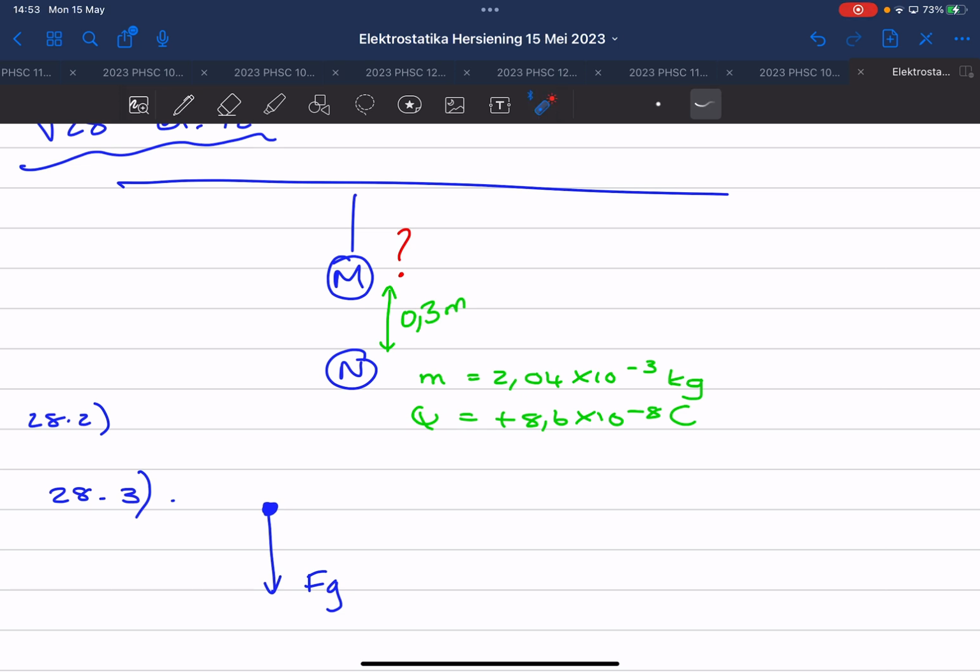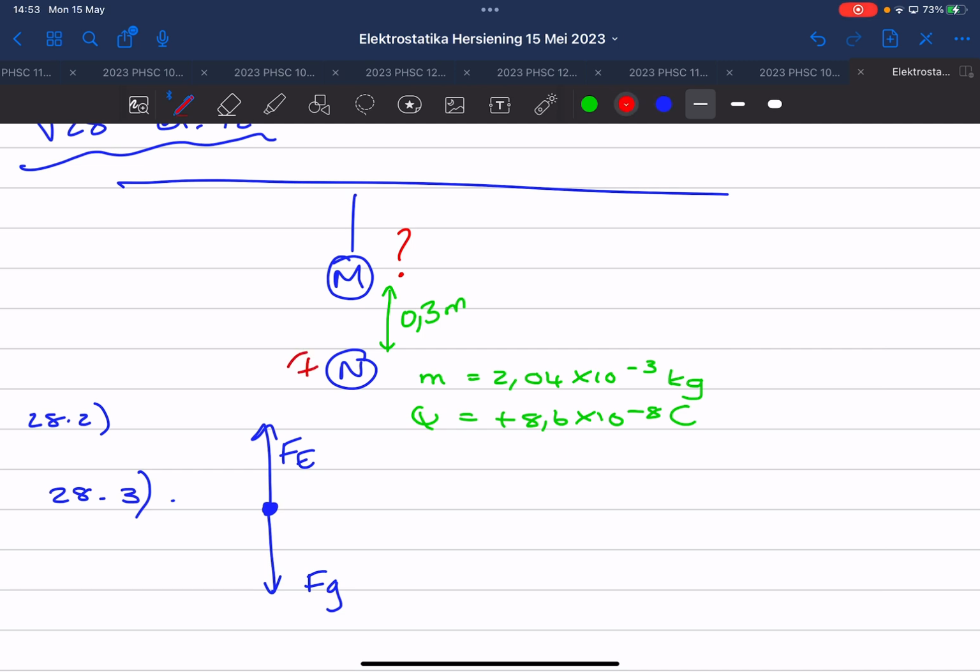But since it's not falling down, hy val nie af nie, moet iets hom optrek. Niemand stoot hom op nie, hy hang nie, niks nie. So it means that M must attract N. M moet hom so half aantrek, teen gravitasie werk. So there is an electrostatic force on N, pulling it up, keeping it stationary in the air. Okay, so daar is die twee kragte.